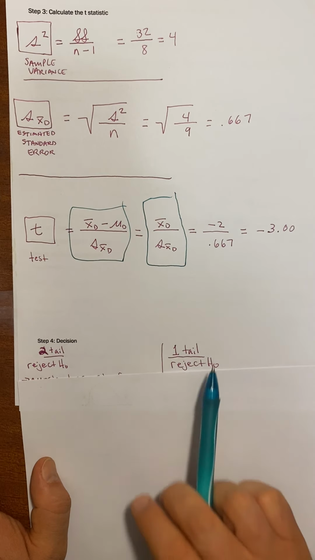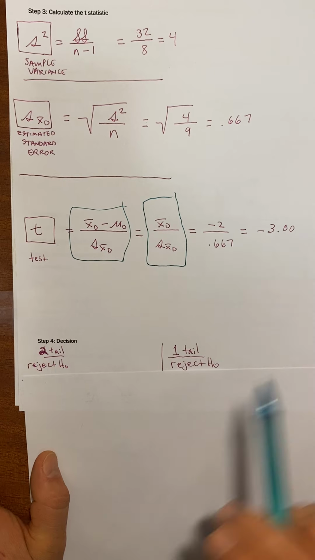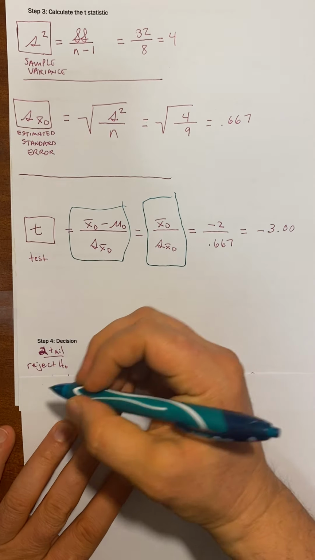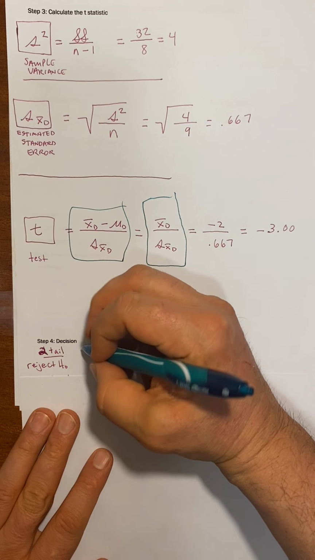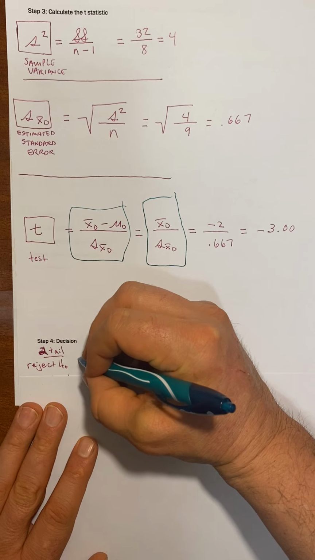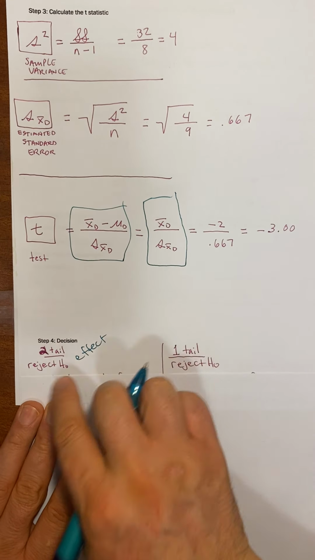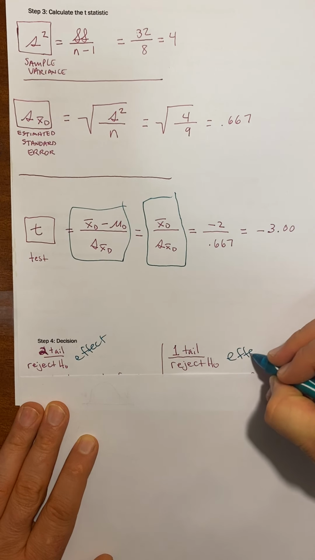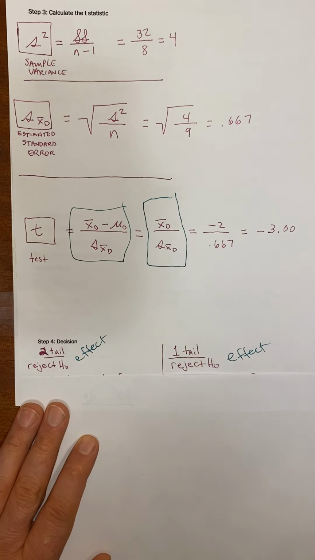The difference between the 2 tails is how you interpret the fact that you're rejecting the null hypothesis. For both, let's remember that rejecting the null hypothesis means that you have an effect here. Whatever you did to your participants, it was effective. So you had an effect here, you also had an effect there. The difference is how you interpret what that effect is.